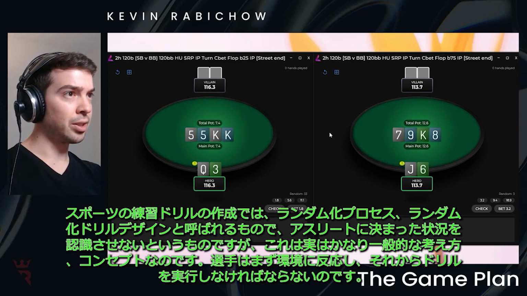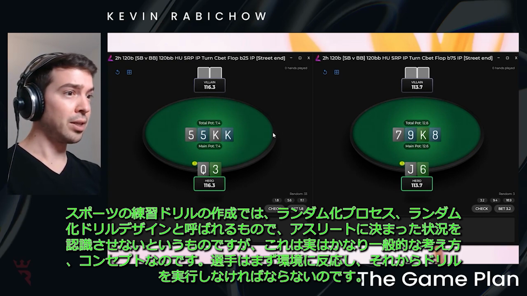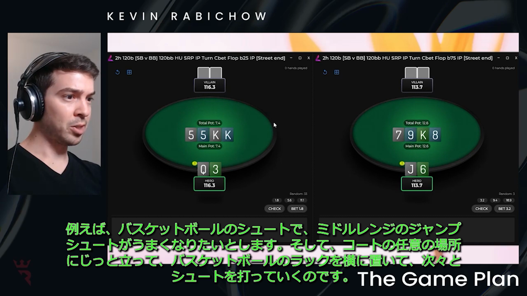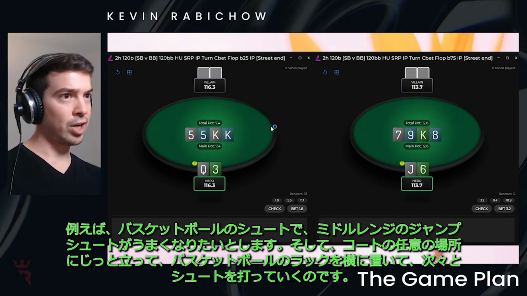And this is actually a pretty common idea or concept in the creation of practice drills in sports. I believe it's called randomized process or randomized drill design, where you don't allow the athlete to recognize a fixed situation. They have to react first to the environment and then execute the drill. A very short example would be if you were shooting basketballs and you wanted to get better at shooting a mid-range jump shot, and you just stood still at an arbitrary point on the court and had a rack of basketballs next to you and took shot after shot after shot.